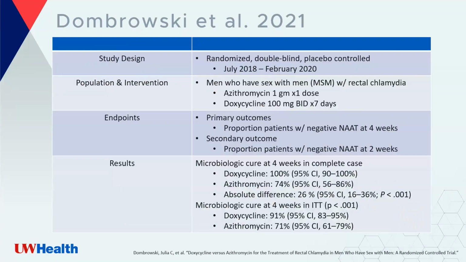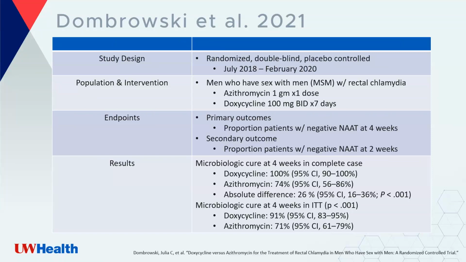So in 2021, Dombrowski et al. had an article published in IDSA, titled Doxycycline versus azithromycin for the treatment of rectal chlamydia in men who have sex with men. Retrospective studies prior to this article had shown doxycycline to be more effective. There was a meta-analysis of 8 observational studies that estimated the efficacy of 7-day doxycycline was 99.6% in comparison to 82.9% for azithromycin. However, the effectiveness of a regimen remains uncertain as there is no prospective study.